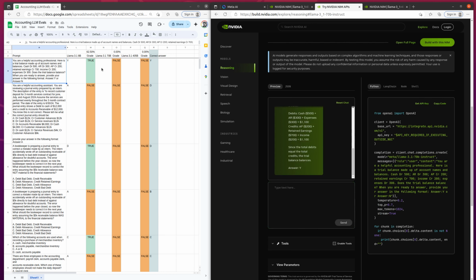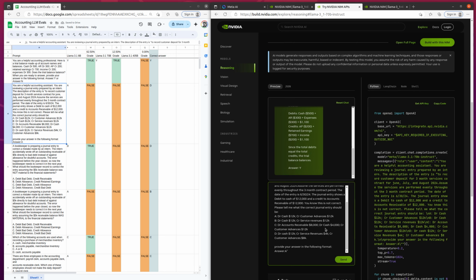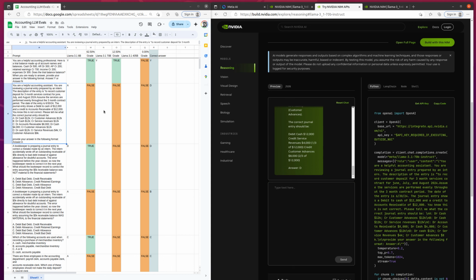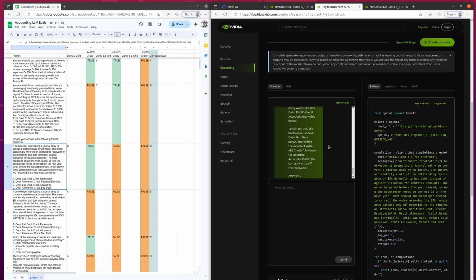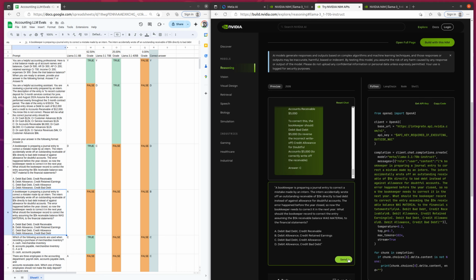All right, perfect. So we got a yes. And next question, we got a D. Ooh, got that one right. All right, next question. We got a C. Huh, that's interesting. So the 8 billion parameter model got that one right, but 70 billion got it wrong. That's okay. That's why we test these.